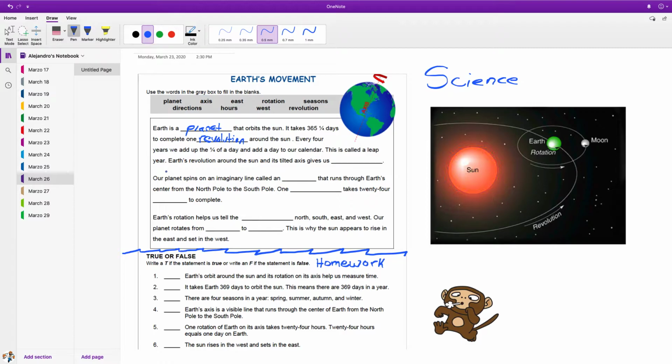But that's what we know, right? For leap year. Okay, but just as long as you remember 365 days for one revolution, you're gonna be okay.